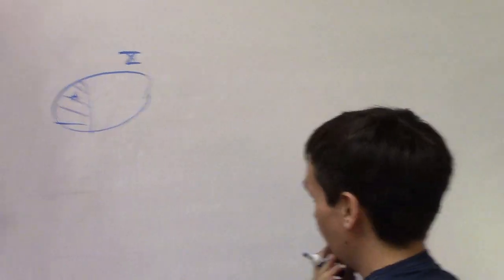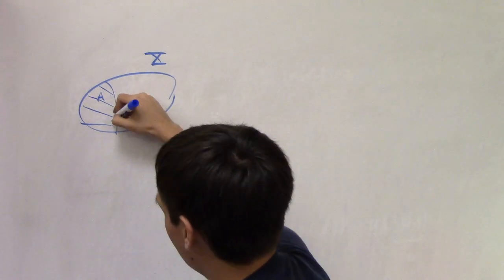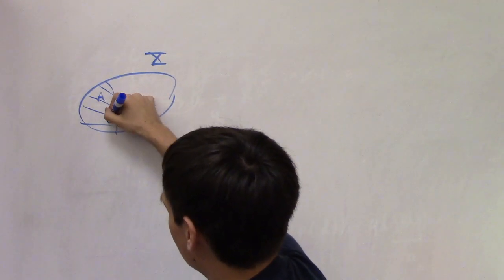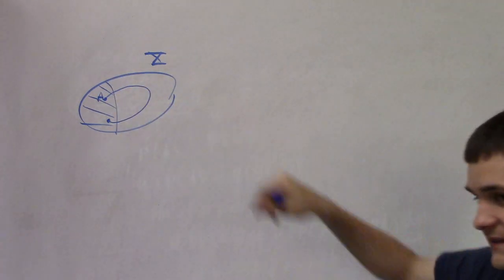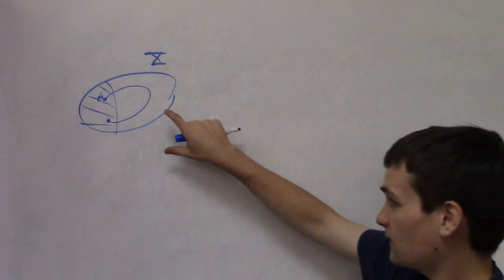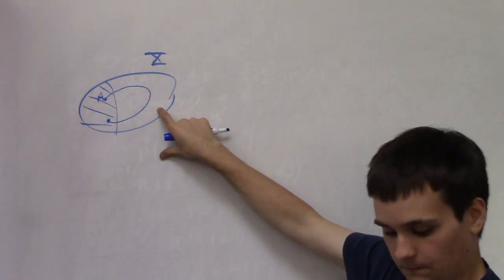And so if you have a one simplex, or singular one simplex, that starts and ends in A, that's considered a relative one cycle.